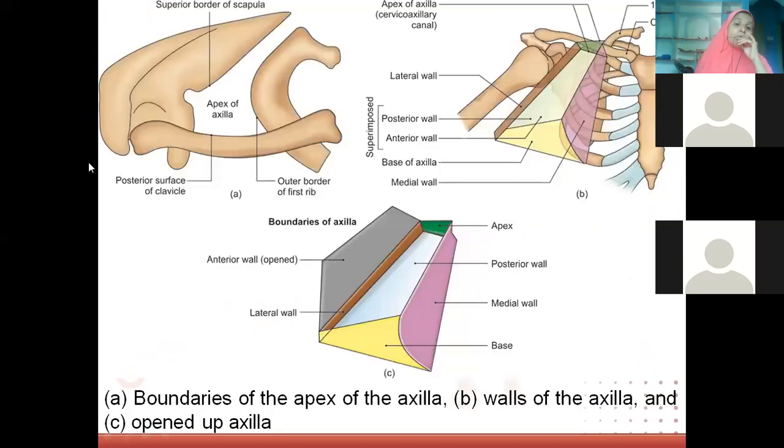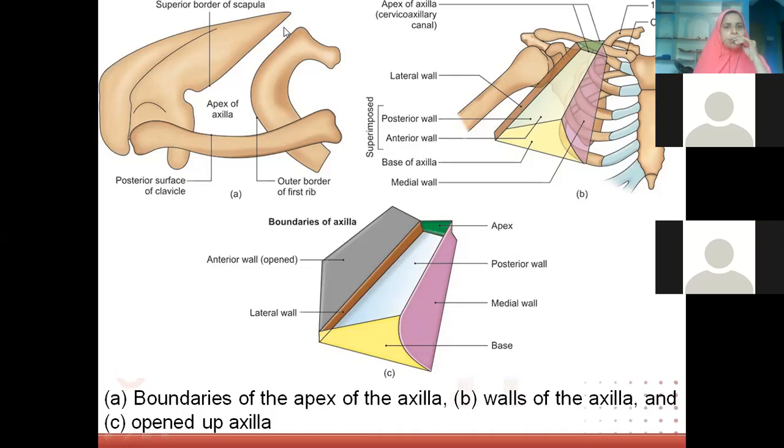So these are the boundaries of the axilla. The axilla itself may come as a 5 marks question: boundaries and contents of the axilla. And to elaborate, either the axillary artery or the axillary group of lymph nodes or the brachial plexus. Anything can come as an essay. So before that, we should be thorough with the boundaries of the axilla.